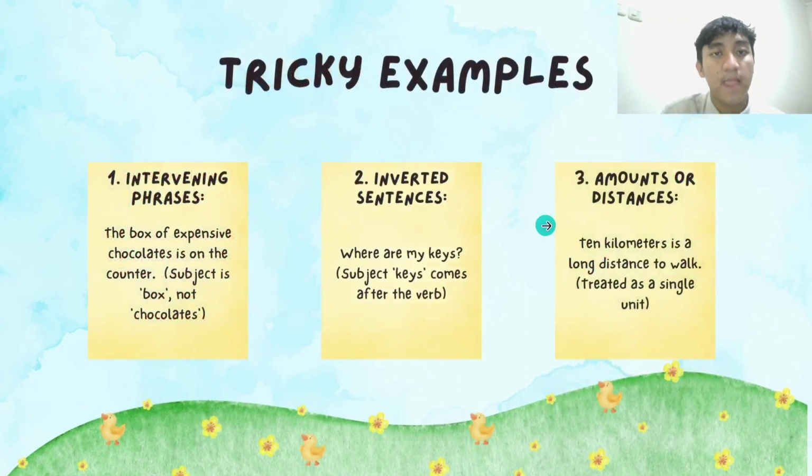Okay, next. Alright, so tricky examples. First is intervening phrases. The box of expensive chocolates is on the counter. The subject, a box, is not the chocolates. The box is the subject, and the chocolates are the items. Second, inverted sentences. Where are my keys? Alright, so the subject, keys, comes after the verb. And last, amounts of time or distance. Ten kilometers is a long distance to walk. This is treated as a single unit.